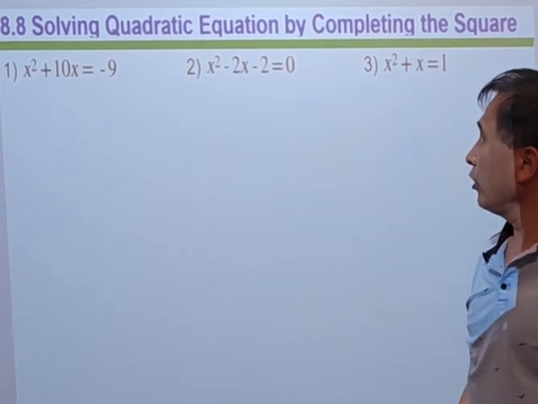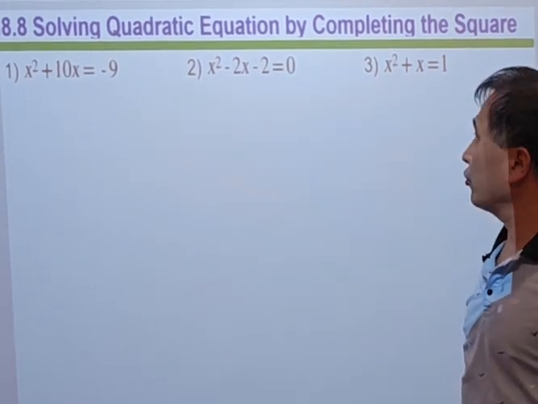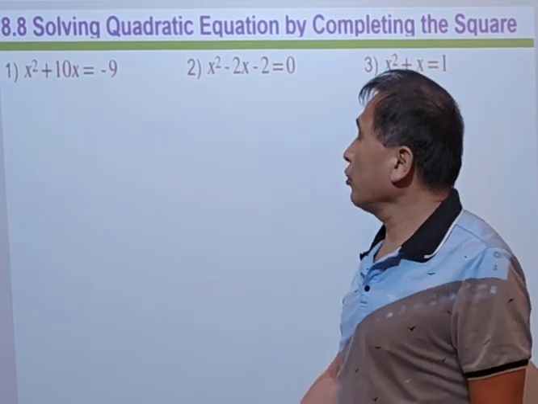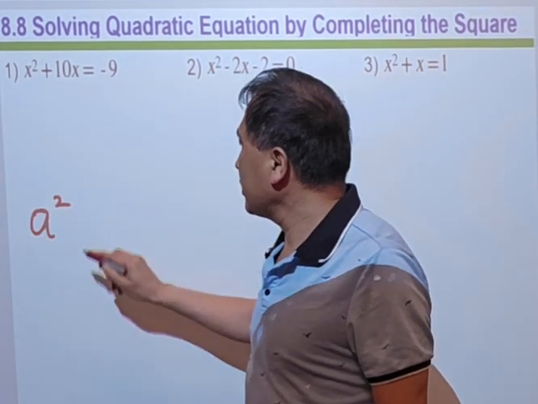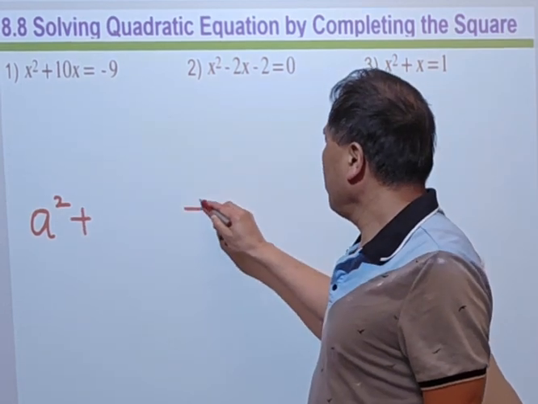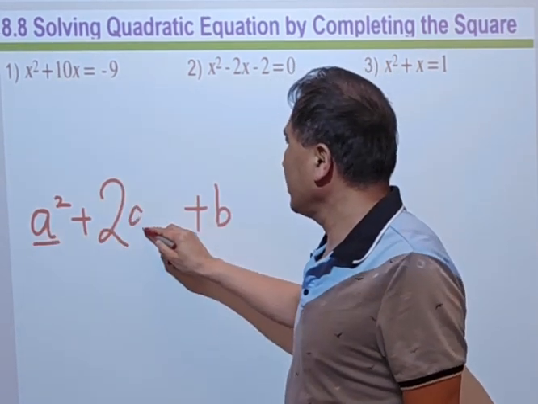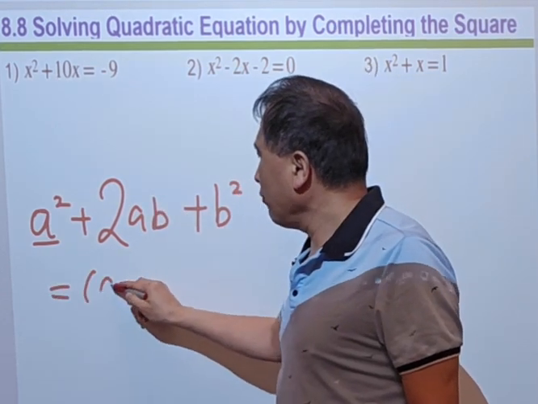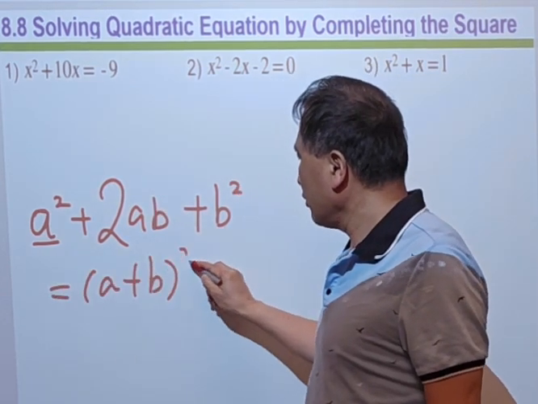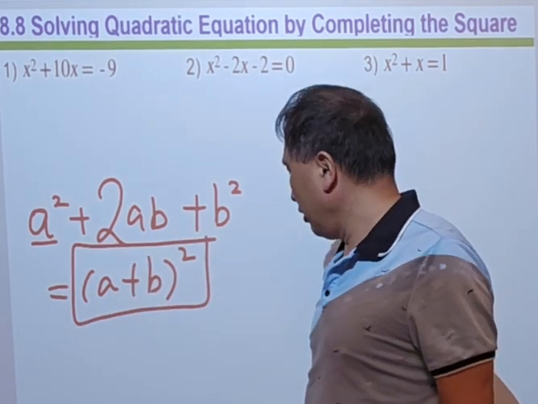Hi, today we are going to learn how to solve a quadratic equation by completing the square. So completing the square means a squared plus b squared, with these first and last terms. Using that, we make it (a plus b) squared. When we make a perfect square, we call it completing the square.